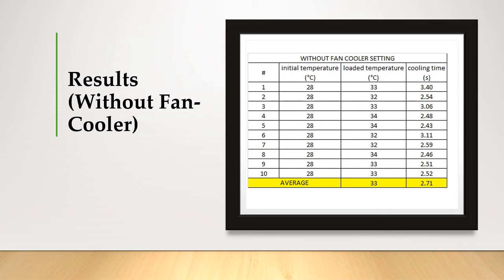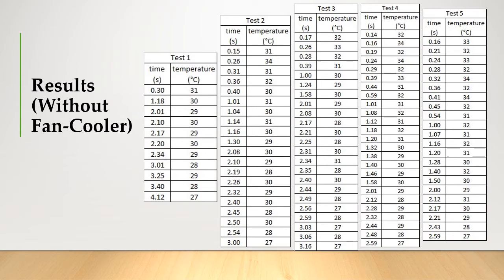So this is the result for the first scenario of the experiment, which is the phone without fan cooler attachment. We set the initial temperature at 28 degrees C, and we can see the loaded temperature varies, and the cooling time on average is 2.71 seconds. And then this is the data for the first to fifth repetition of the first scenario.